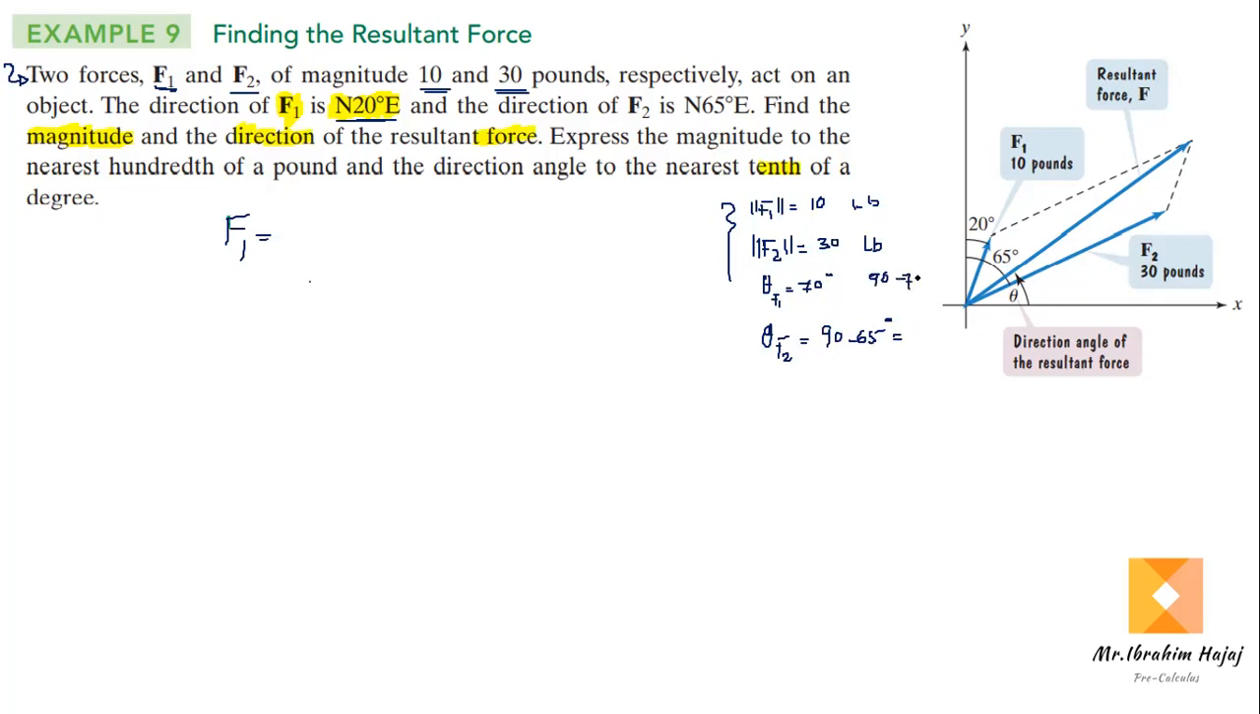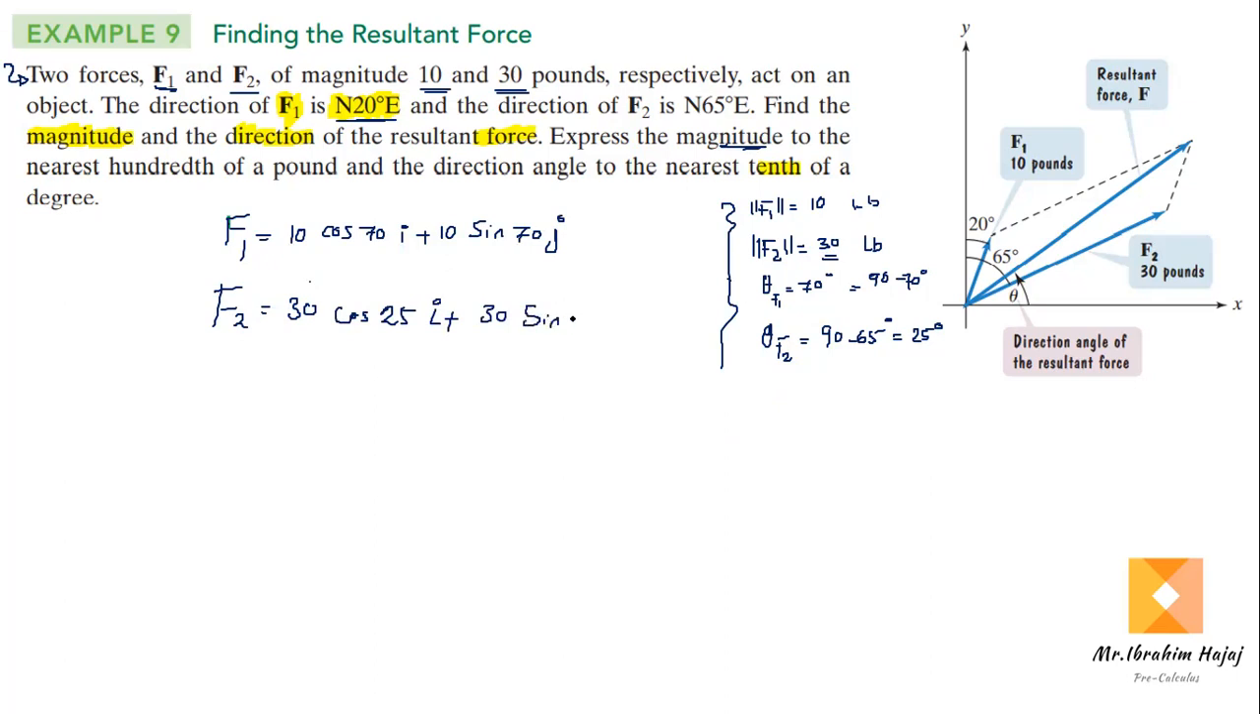Here, 90 minus 70, excellent guys, which is 25. Now express each vector. F1 is 10 cosine 70 i plus 10 sine 70 j. F2 is magnitude 30: 30 cosine 25 i, correct, plus 30 sine 25 j.